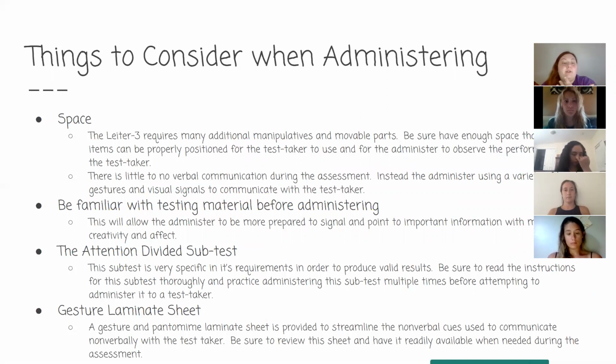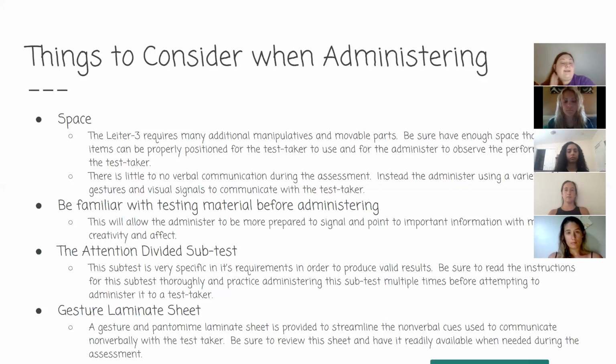So space: the Leiter-3 requires many additional manipulatives and movable parts, as well as room to make gestures and pantomimes appropriately, to be creative and make sure that you're emoting enough that the person you are giving the gestures to can understand you. For that reason, you need a lot of space. Because of all the necessary gestures, you want to be familiar with the gestures and the instruction manual, so that you can get your point across much more clearly since you're not using any verbal language.